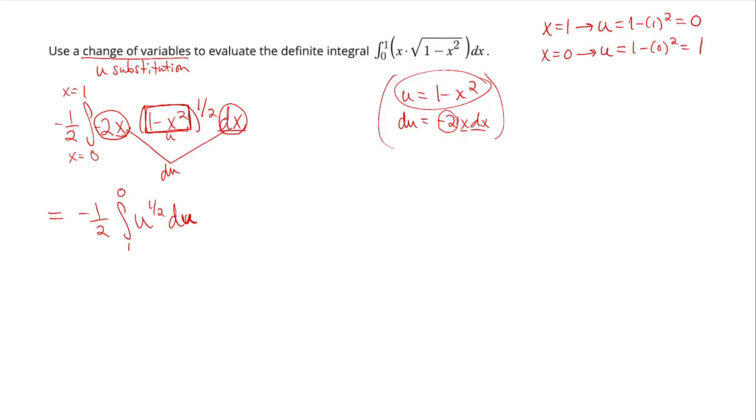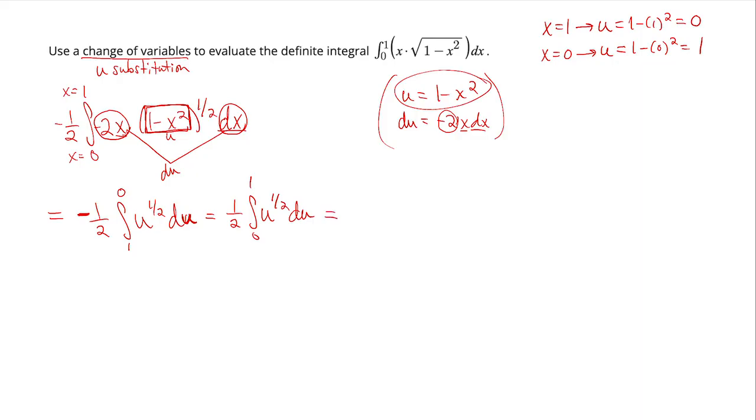We need the top number to be the larger one. So what happens is if I switch those bounds of integration, I multiply by a negative. Okay? So swap those around, and then I multiply by a negative. So in other words, this negative 1/2 became positive 1/2. All right, so now I'm on the right track.